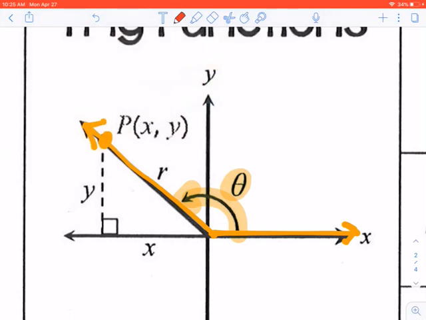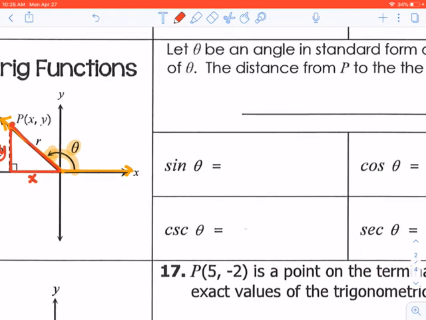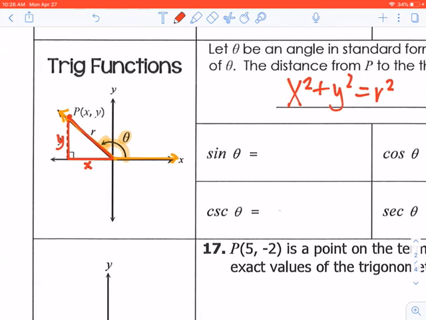So if this point here is xy, okay, I can go out x, and I can go up y, and I get to the point xy, right? And then if I want to find the length of this radius here, I can use Pythagorean theorem. And so what I can do is say, okay, x squared plus y squared is equal to r squared. And we can find the length of r, okay?